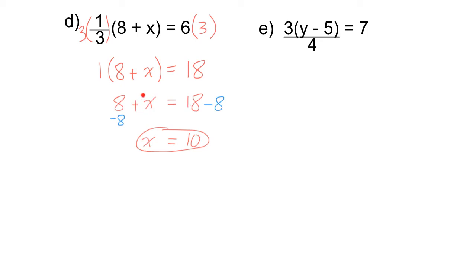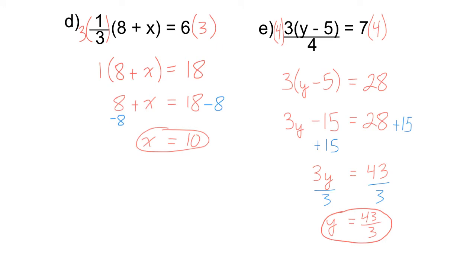To isolate x, to get it by itself, I need to get rid of this 8. So I need to do the opposite operation. So I'm going to subtract 8 from both sides. Now I'm left with just an x on the left. 18 minus 8 is 10. So I have x equal 10.